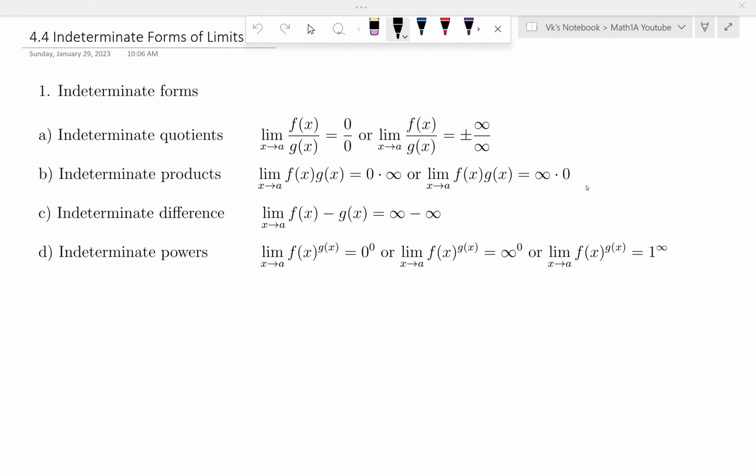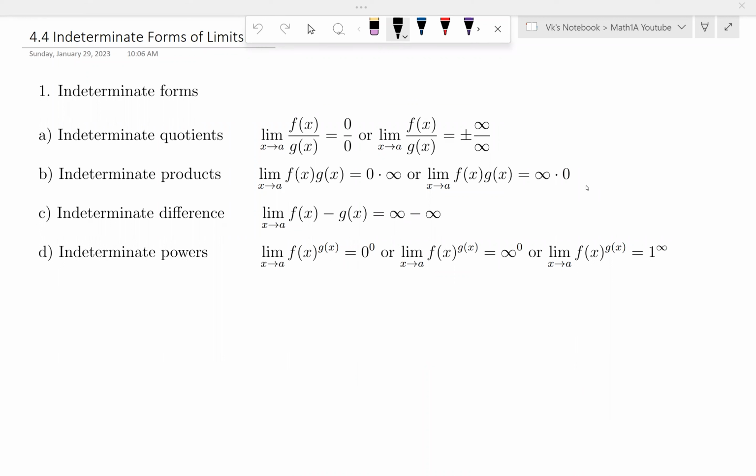Today we explore lesson 4.4, indeterminate forms of limit. Number one, indeterminate forms. We have four of them. A, indeterminate quotient. That is when the limit as x approaches a of f(x) over g(x) is either 0 over 0 or infinity over infinity.